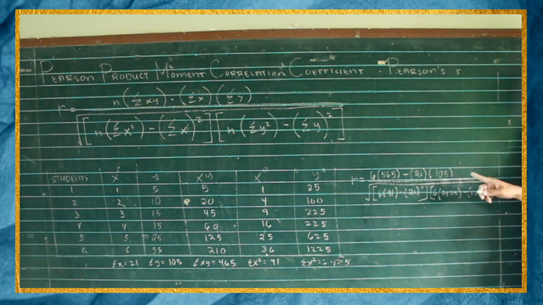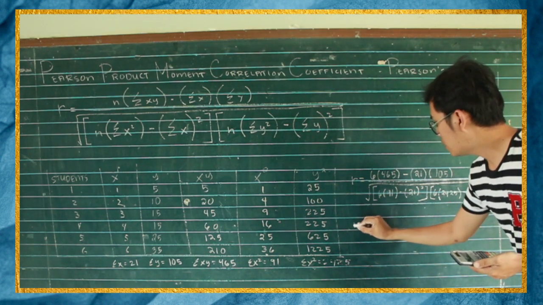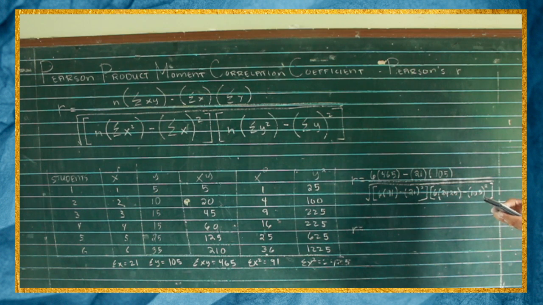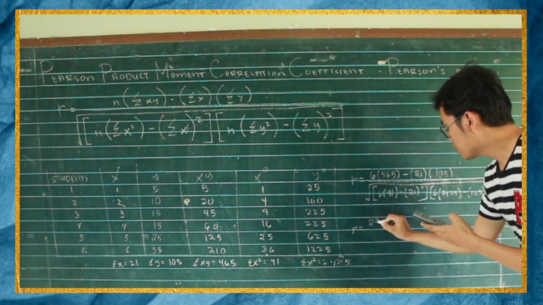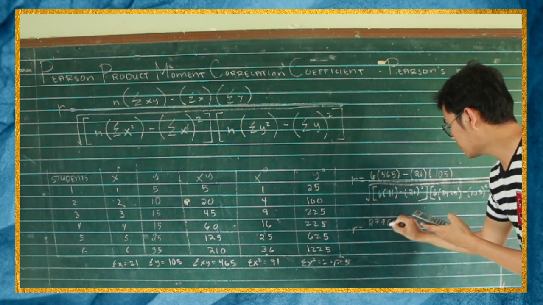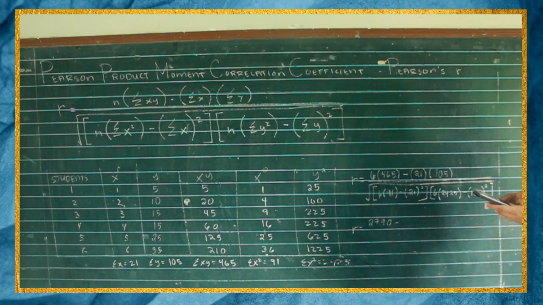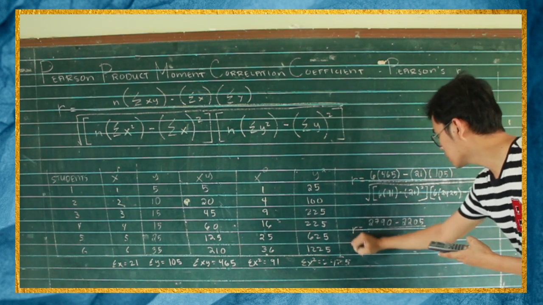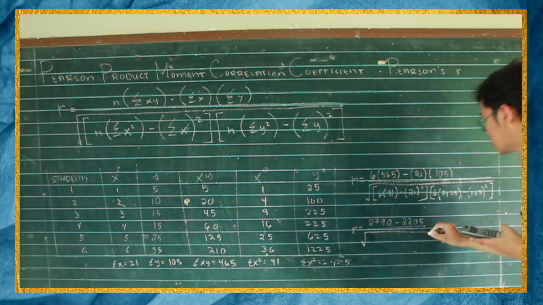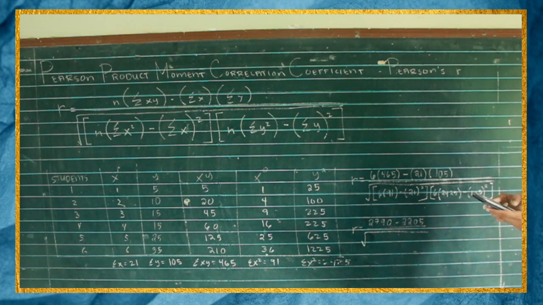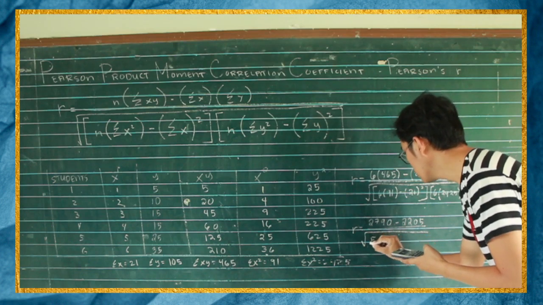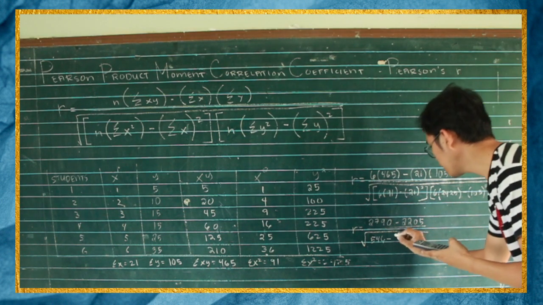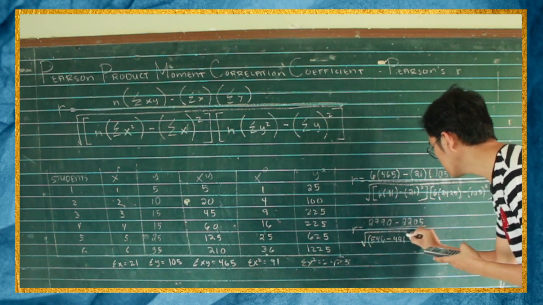So meron na kayong value, kailangan na lang is to perform. r is equal to, so 6 times 465, 2790 minus 21 times 105, 2205, all over the square root of 6 times 91, 546, 546 minus 21 squared, 441. So ito yung multiply natin sa kapila.